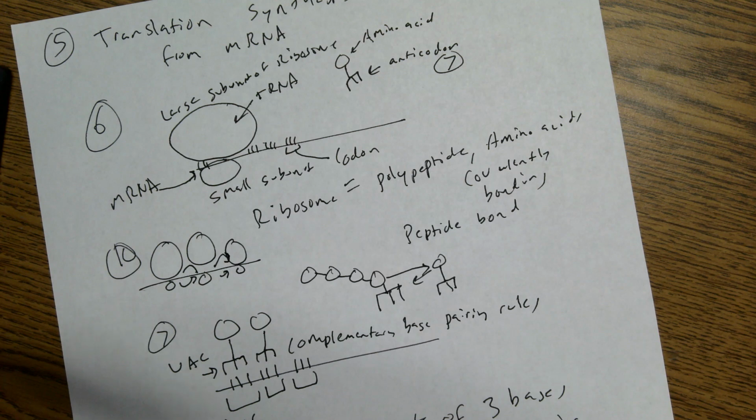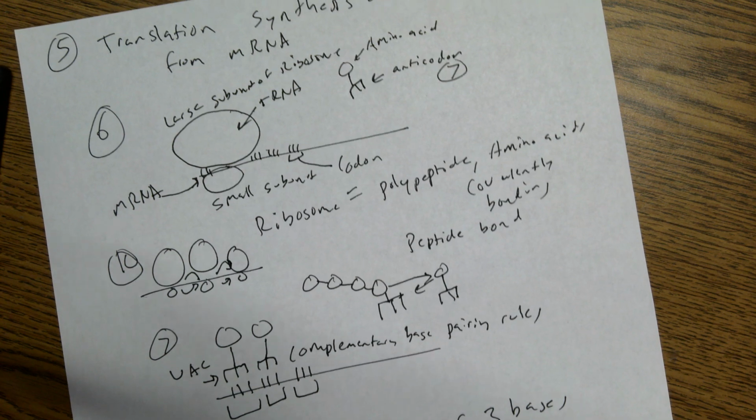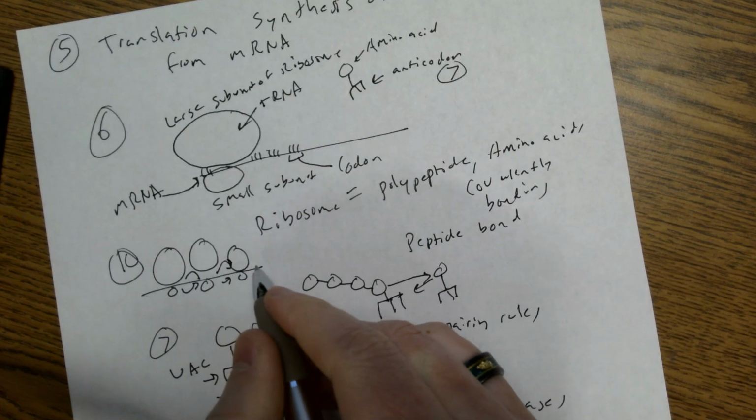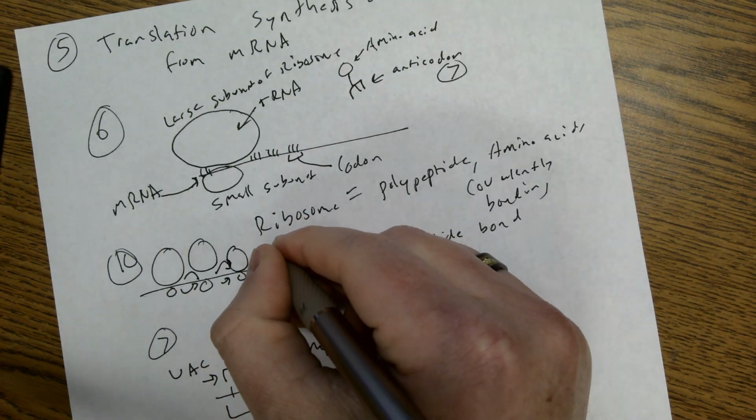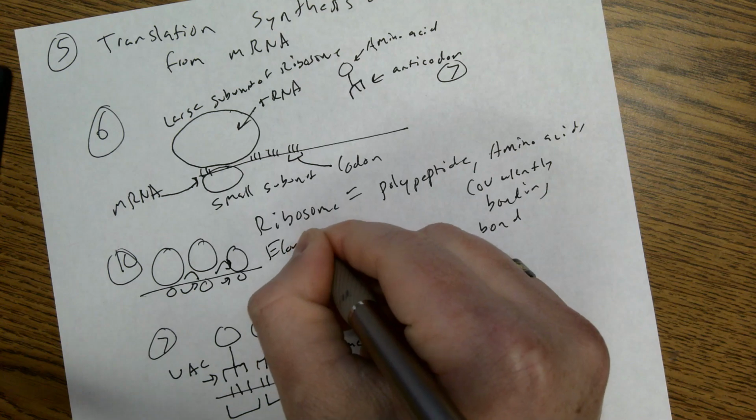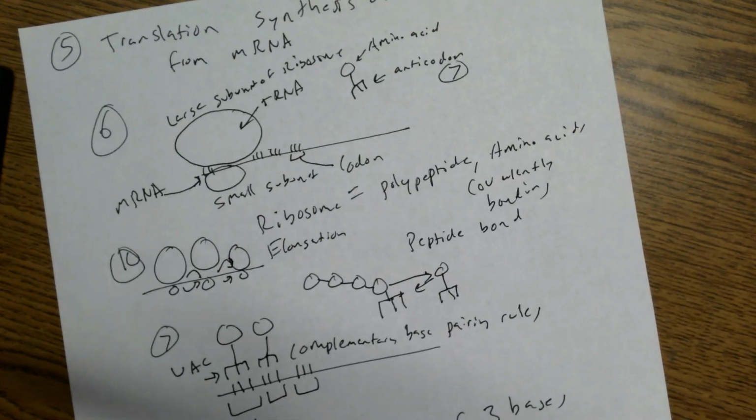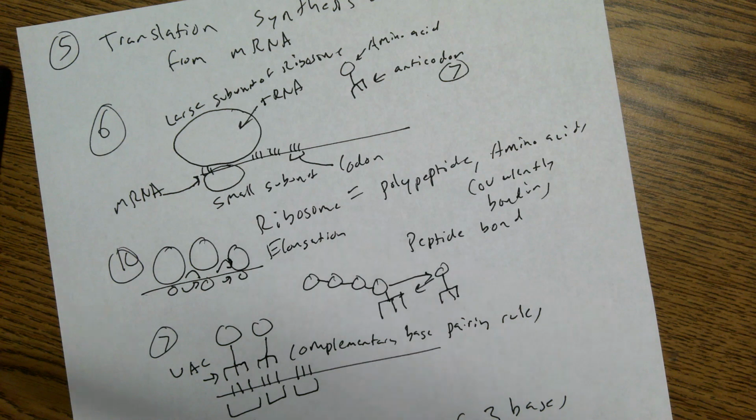And so what this means is, as it's stepping, it is continuing to increase the strand. So it's stepping and it's elongating the strand. So this leads to elongation. And so the ribosome kind of walks along it, growing the amino acids by peptide bonding.